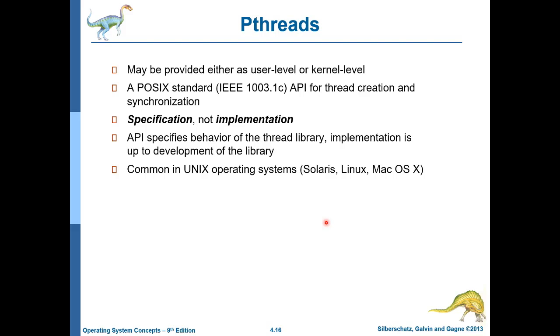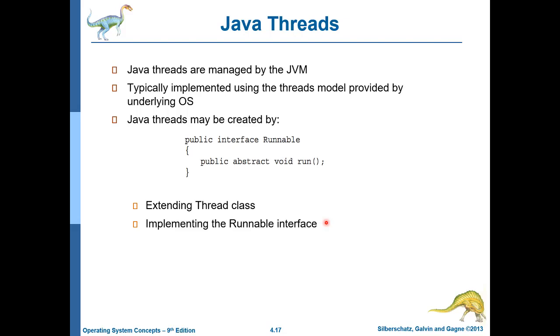The next thing is about Java threads. Java threads are managed by the Java Virtual Machine. So the Java Virtual Machine is used alongside the operating system. The Java Virtual Machine runs as an application inside the operating system, and it manages the threads in terms of Java threads.